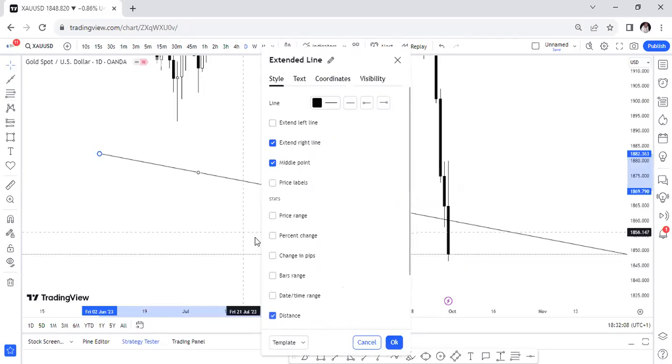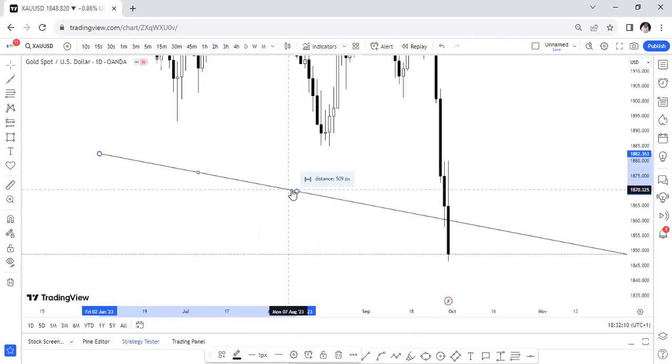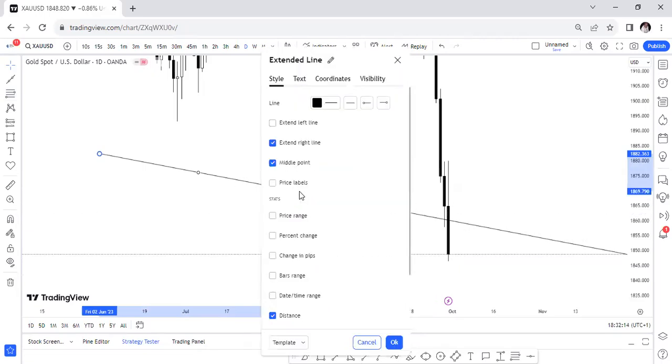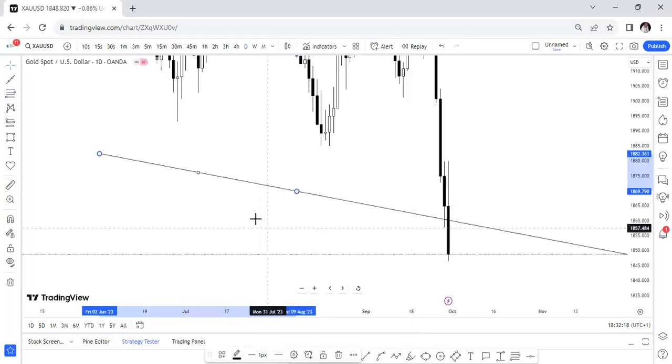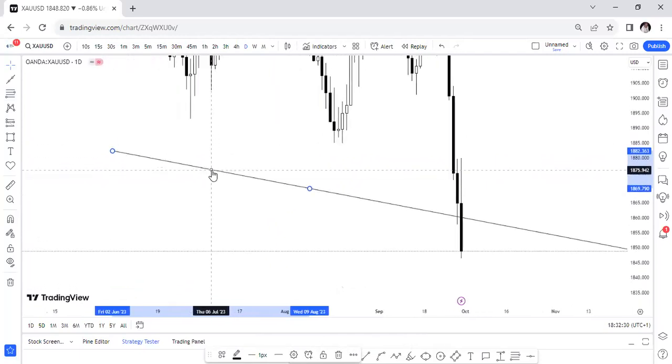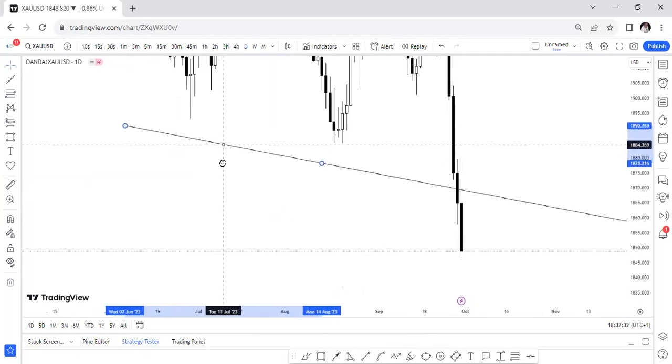Let me see if there's... No, you don't need it. So like that, this is what you get. You see, we have three points there, right? First point, second point, third point. Now, this middle point is what you use to move the trend line up and down.